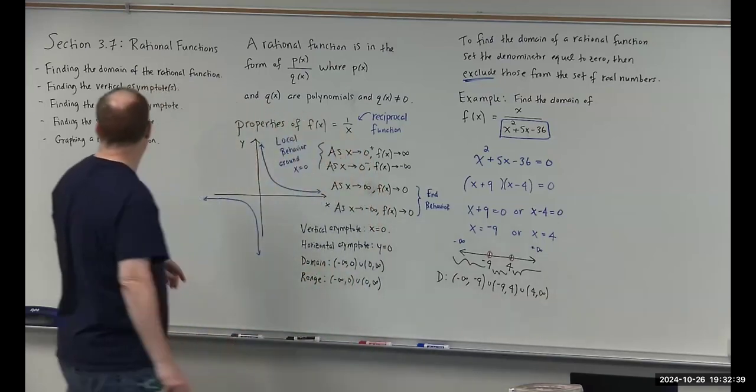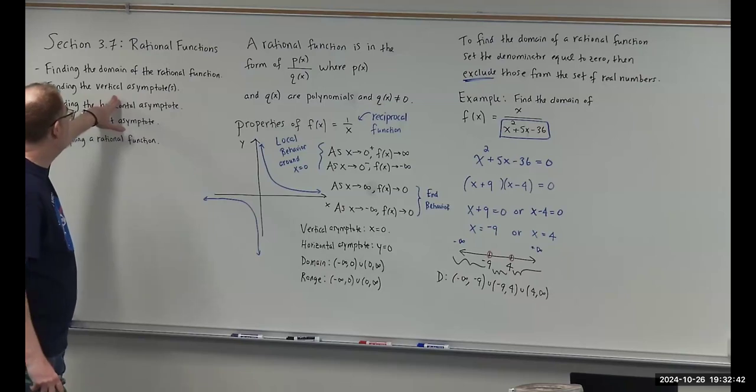Okay, so next thing is, how do we find the vertical asymptotes?